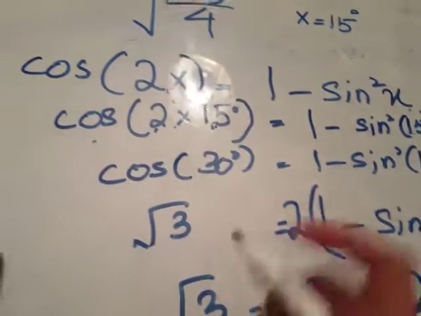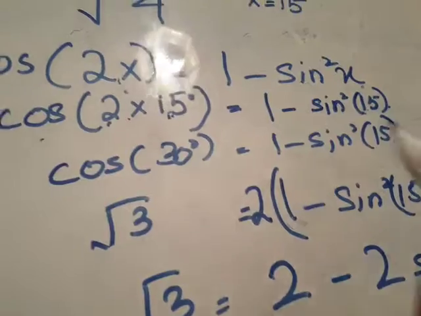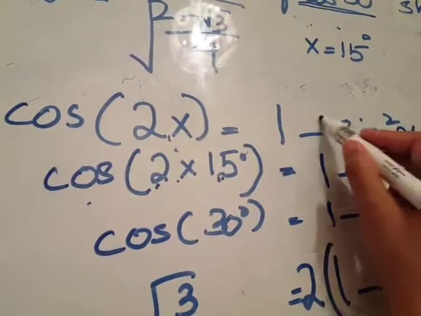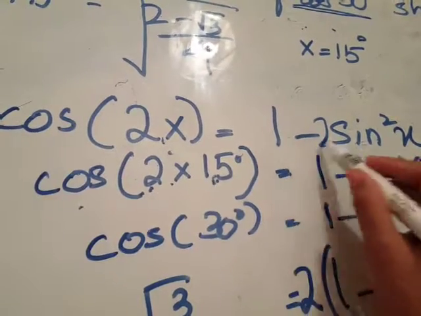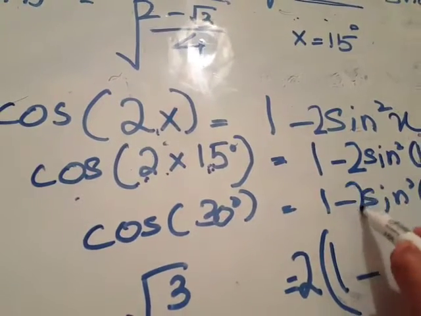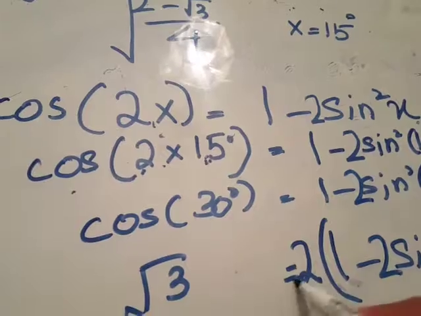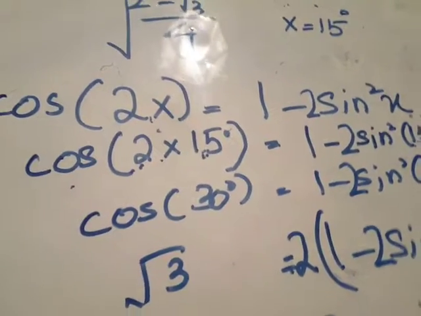Okay, one mistake. Students, listen. It's 1 minus 2 sine square x. The formula is 1 minus 2 sine square x. So just put 2 here. Now 2 multiplied by 2 is 4 here.